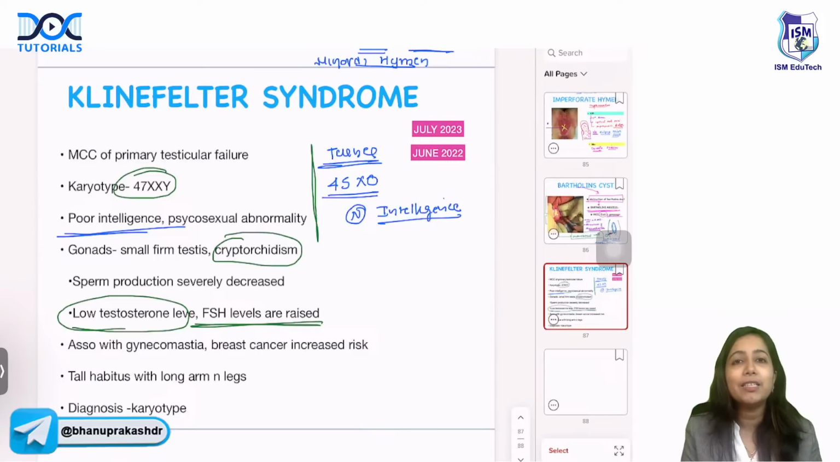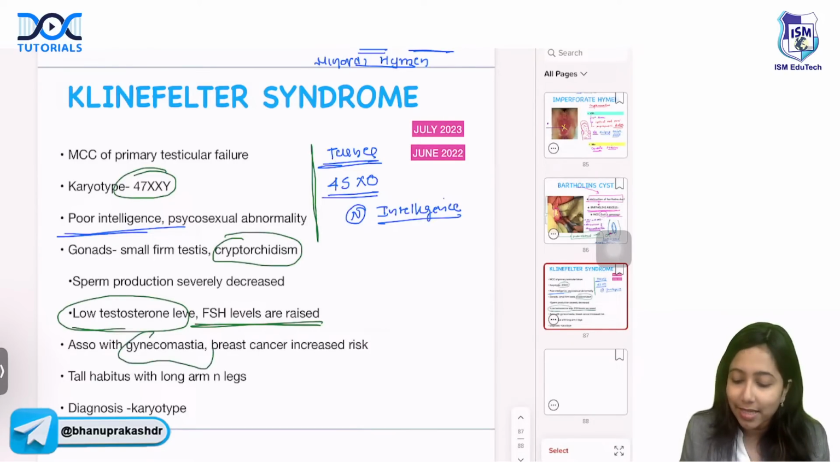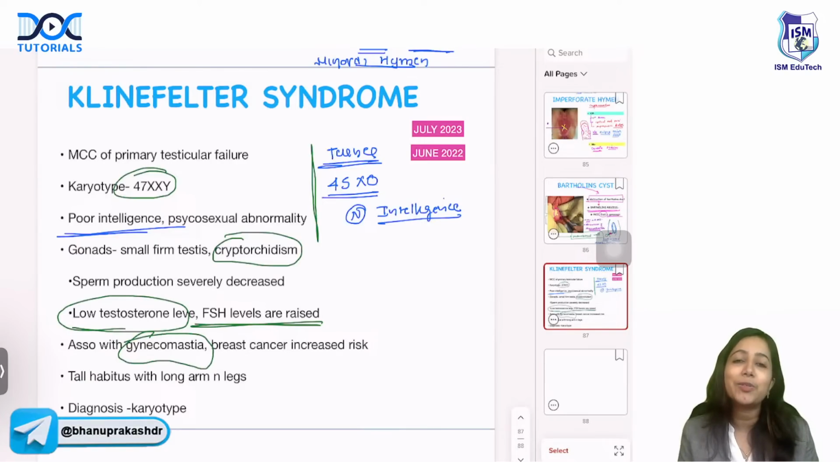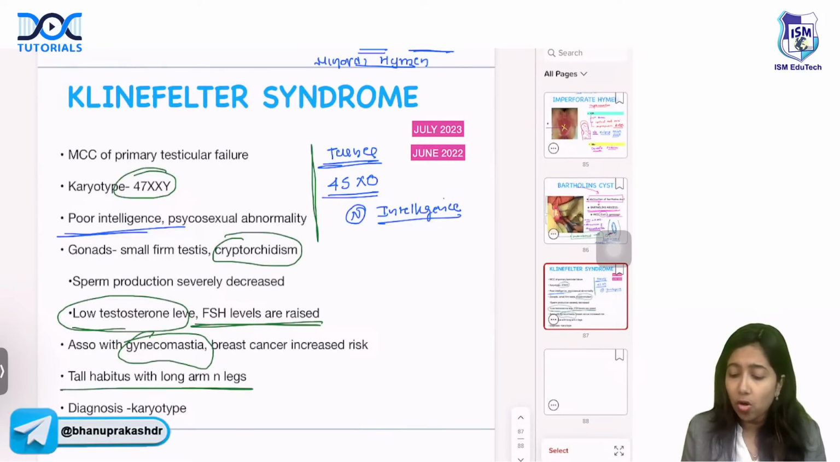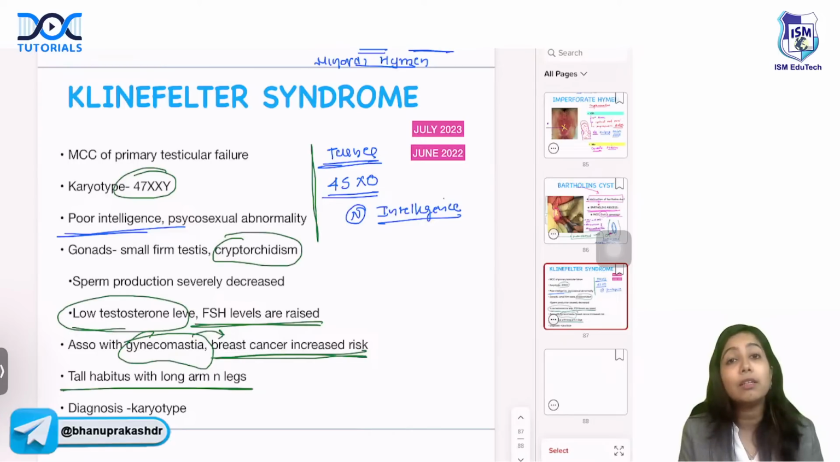The question that was given is, there is a tall male who has infertility and gynecomastia, breast development. What is the diagnosis? These individuals are usually very tall. They have long arms, long legs, and they can have some breast development. They are also at risk of developing breast cancer. How will you diagnose it? It is basically by the karyotype, which is 47XXY. This topic has been repeated twice in the exams. A very important topic.